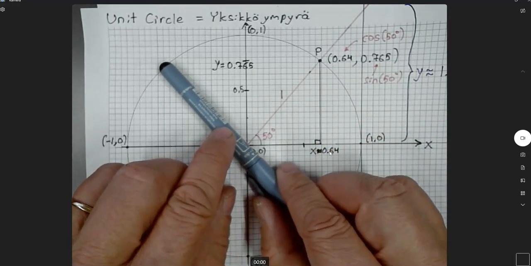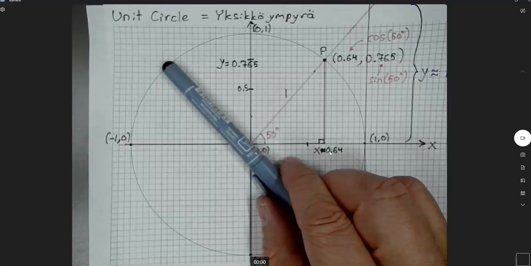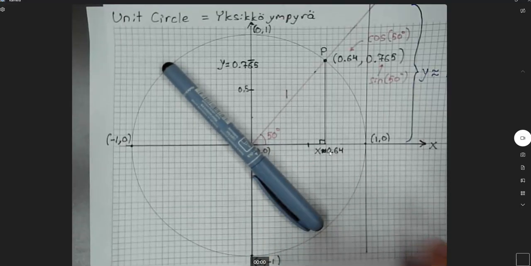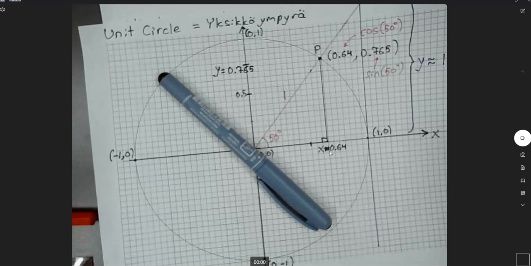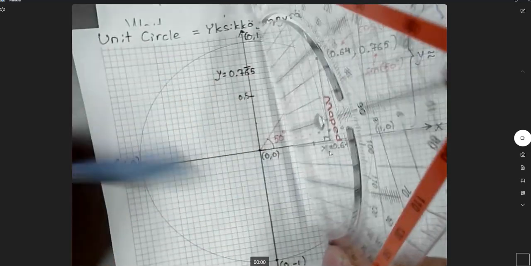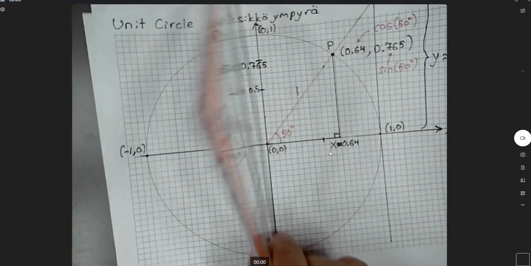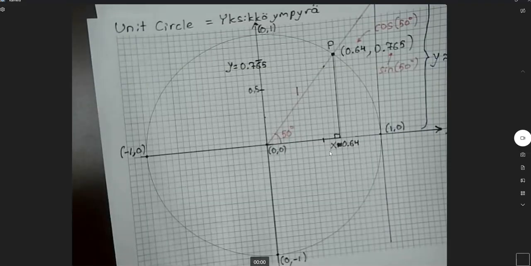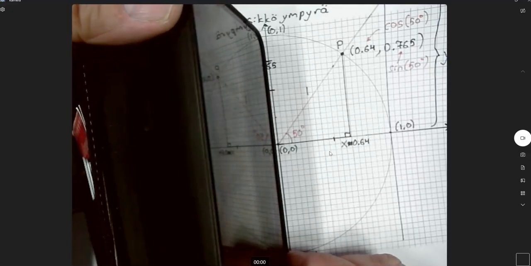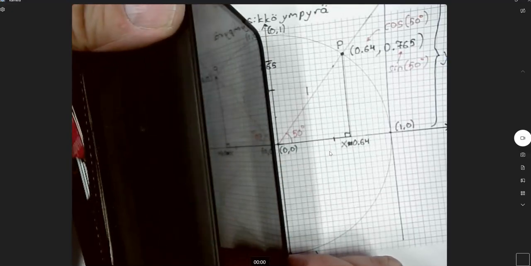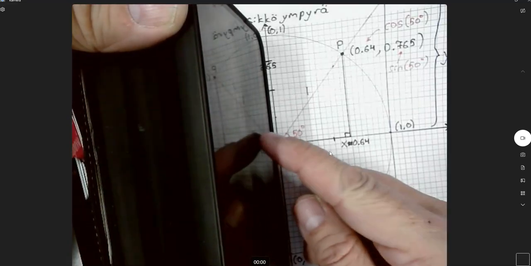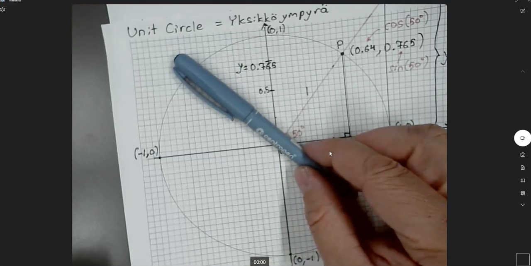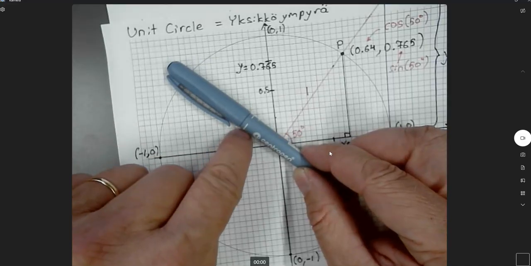So we can see that this picture is some kind of mirror image. Unfortunately I don't have any mirror here, but can we use this as a mirror? Yes, probably my phone will show you that this is a mirror image. So that angle there is also 50 degrees. I will use my pen here. This is also 50 degrees there.